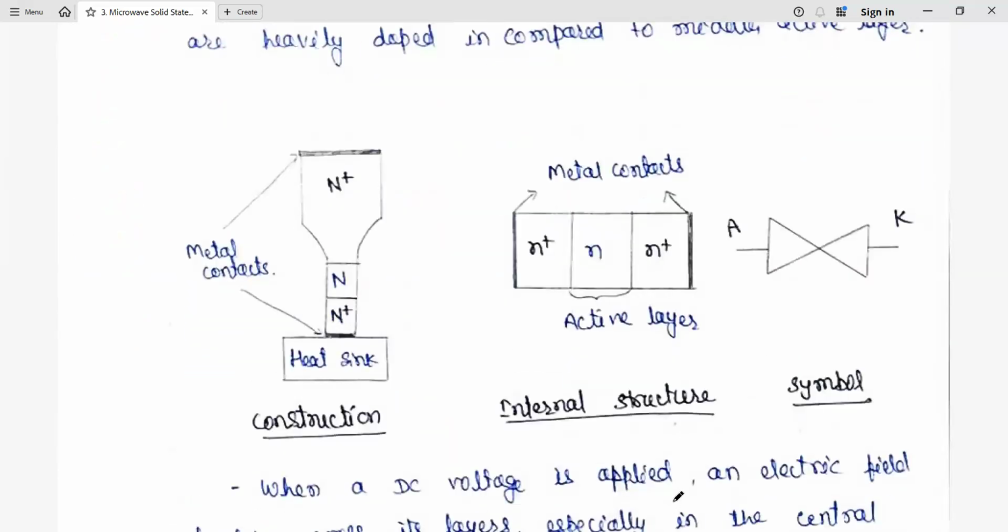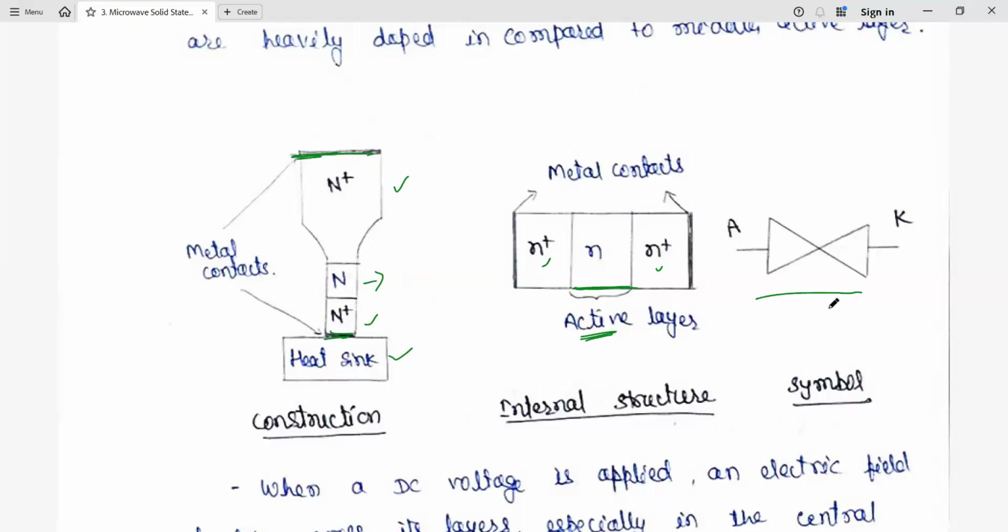That structure you can see here. This structure is drawn like a gun bullet. We have N plus, the highly doped, and this middle one is normally doped, and on both sides we have a metal contact, and it's going to generate more heat. So a heat sink is also very important. This Gunn diode you can see in the lab also, for the laboratory experiments you are going to use. Here this is the active layer, which is normally doped. That is the only important one for us, where all the oscillation will take place. So this is called the active layer, and these two are highly doped.